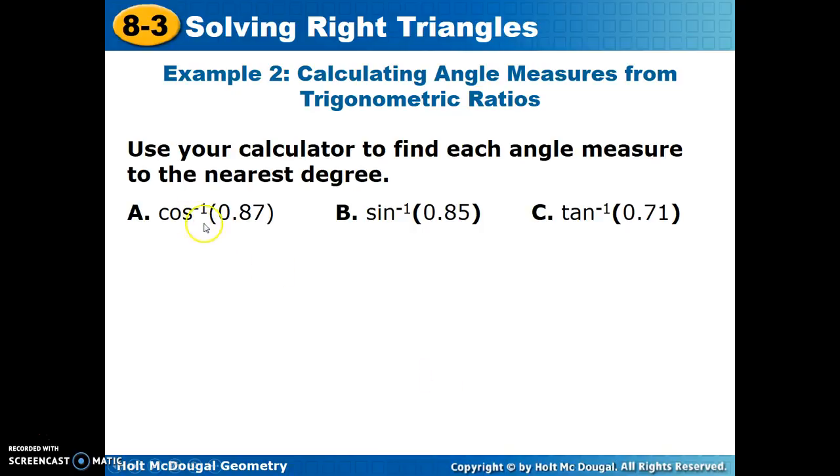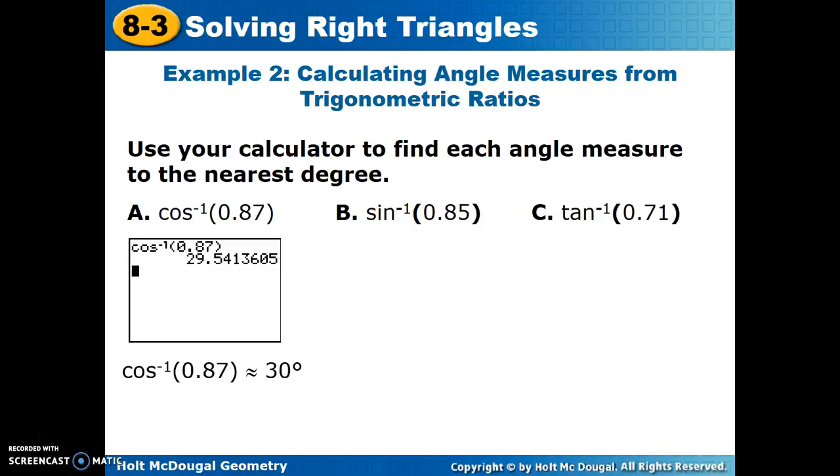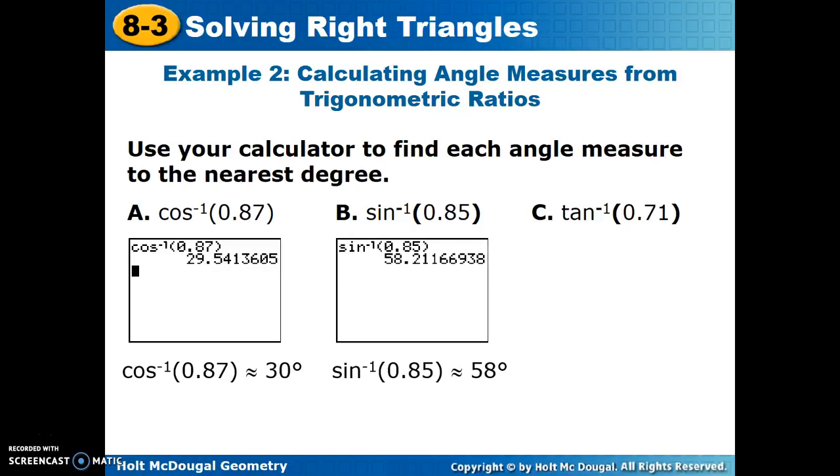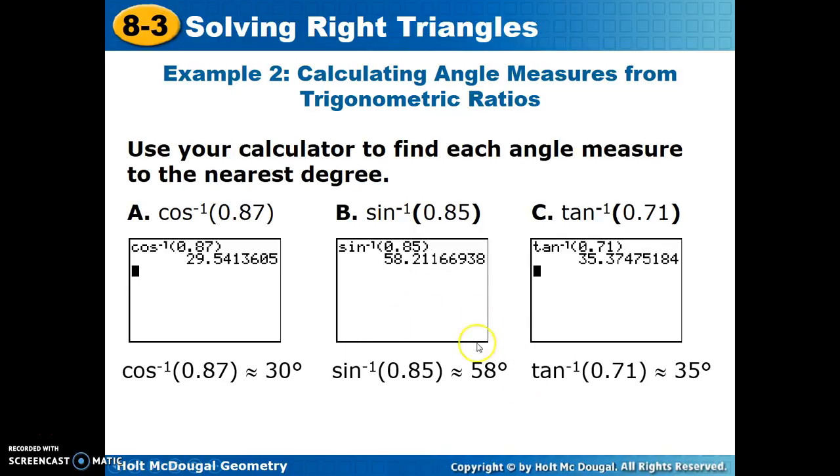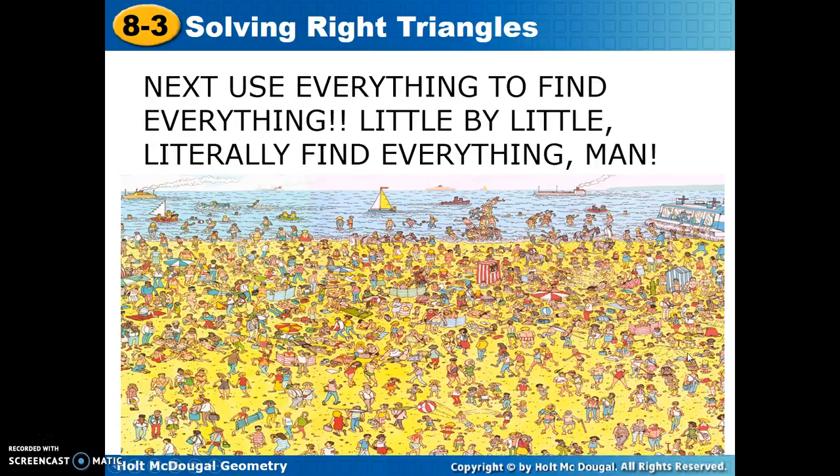Alright, so you could use your calculator to calculate this. If you have trouble with this, I will help you tomorrow in class. Here's some examples. So inverse cosine of 0.87 is 30 degrees. Here we get 58, and here we get 35. Alright, so next we're going to use everything to find everything. Just little by little, literally find everything.